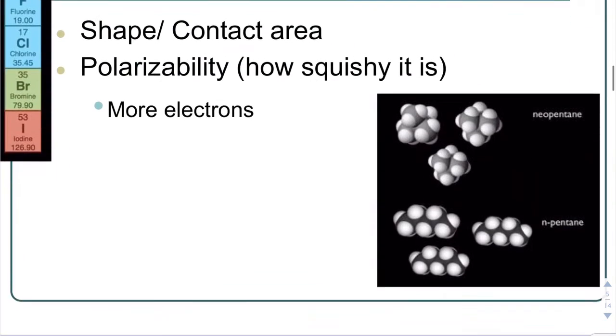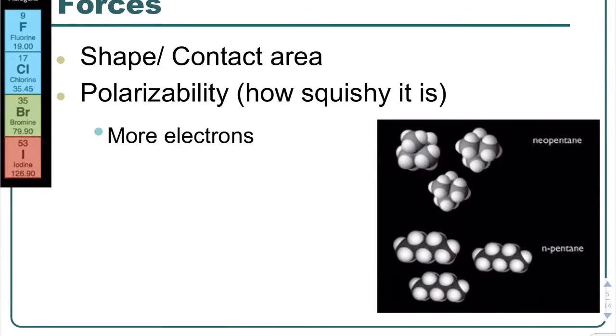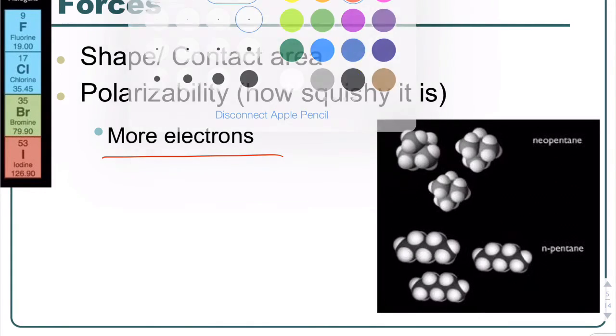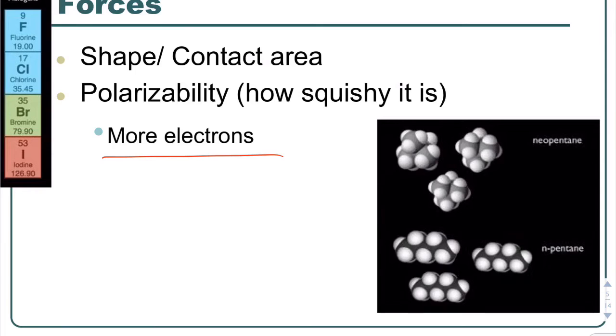So let's take a look at this. If we want to influence these London dispersion forces, we basically need more electrons here. We need more options, more probability, more chances for the atoms to get out of balance. So instead of two atoms, let's say that you have a chain. 1, 2, 3, 4, 5, 6, 7, 8. A chain that's 8 long.